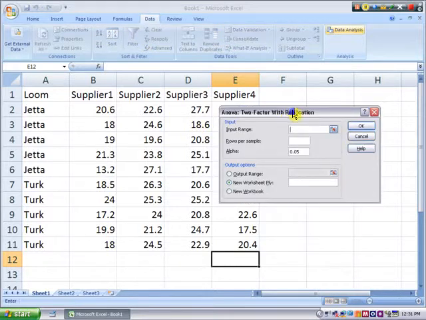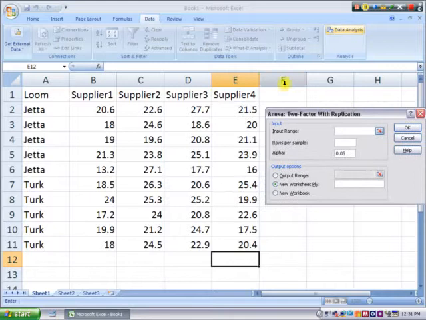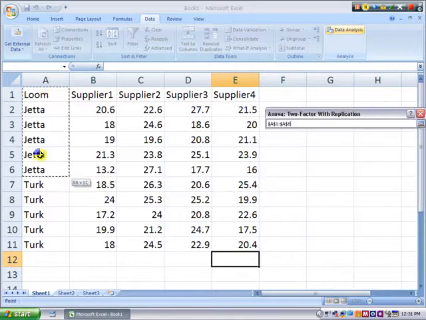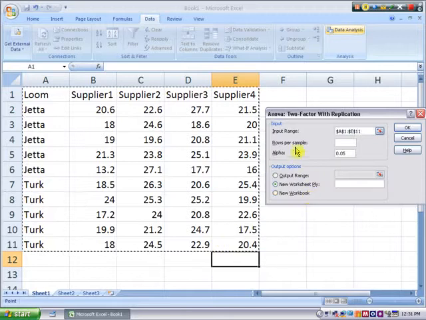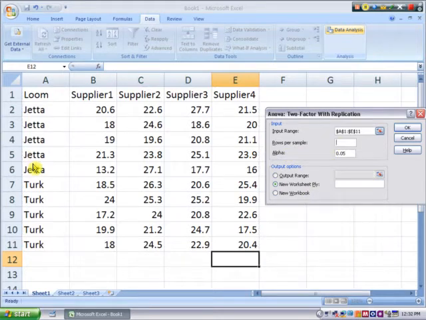Now your input range, you want to move this over. Your input range is the whole thing, everything. Include your labels too. And rows per sample means these are your samples. The looms are called your samples. So you have two samples, Jetta and Turk, so each one has 5 rows in it. So 5 rows per sample.